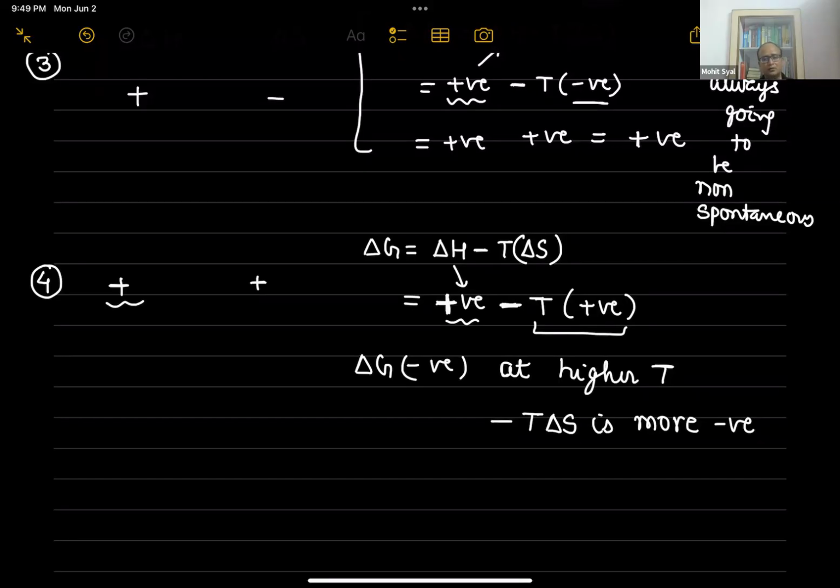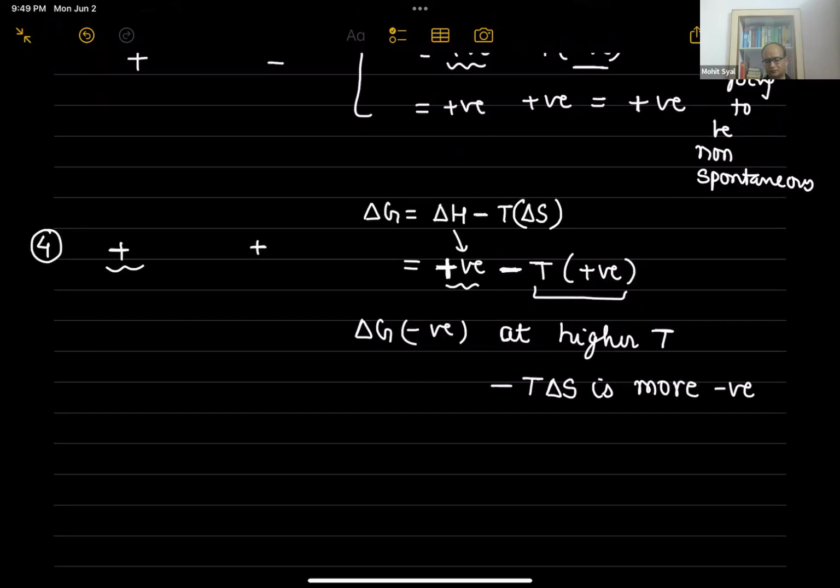Yes. So these are split into different conditions. Okay. So overall, you should remember that the Gibbs free energy change should be negative. Then only the reaction can happen on its own. Is it clear or not?